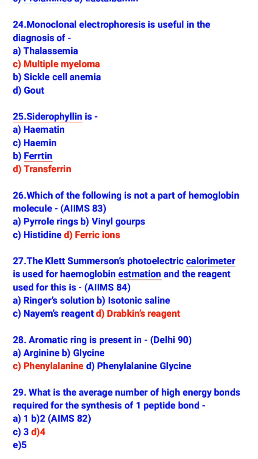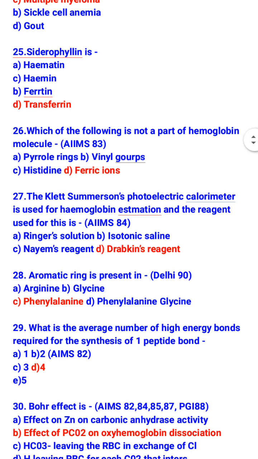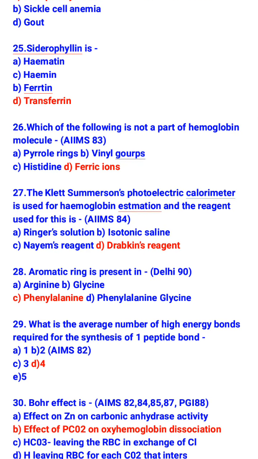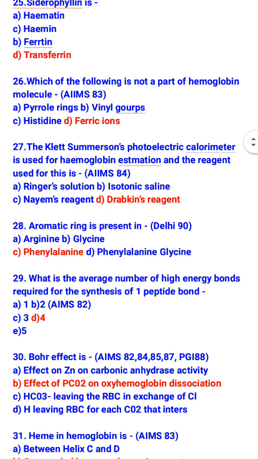Ferric ion is not a part of hemoglobin molecule. Which are the parts? Pyrrole rings, vinyl group and histidine. The Klett-Summerson photoelectric colorimeter is used for hemoglobin estimation and the reagent used for this is Drabkin's reagent. Aromatic ring is present in phenylalanine.